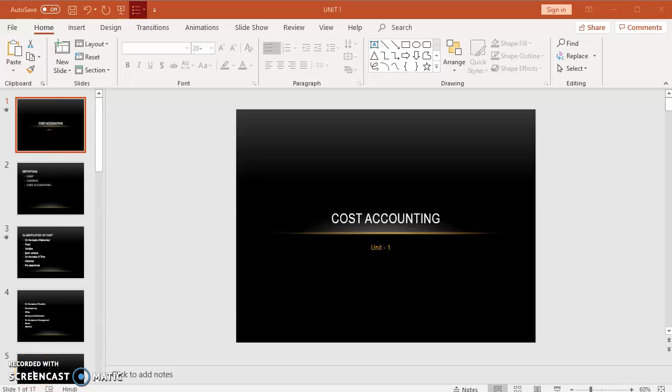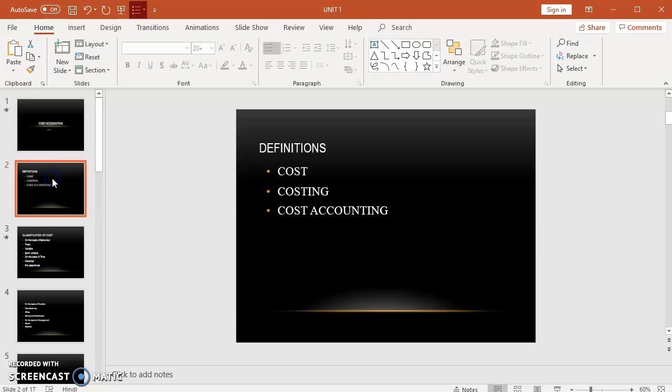Good afternoon, students. Today we are going to learn about cost accounting. First and foremost, we need to know the definition of cost, costing, and cost accounting. These three words sound similar, but there is a major difference in them.